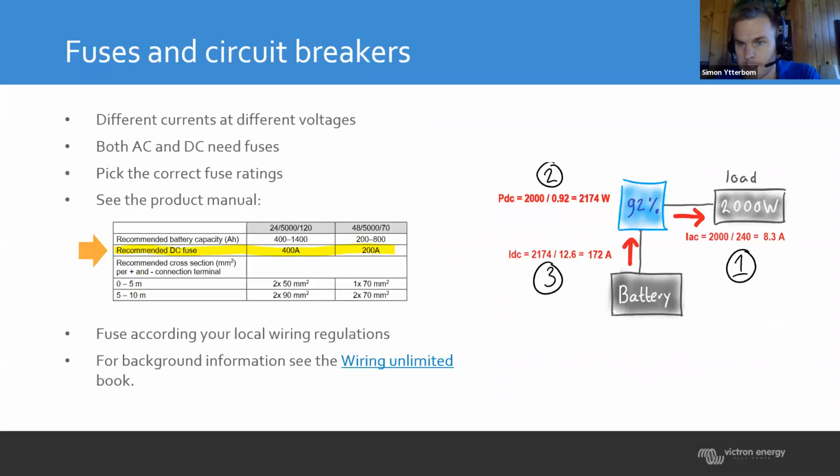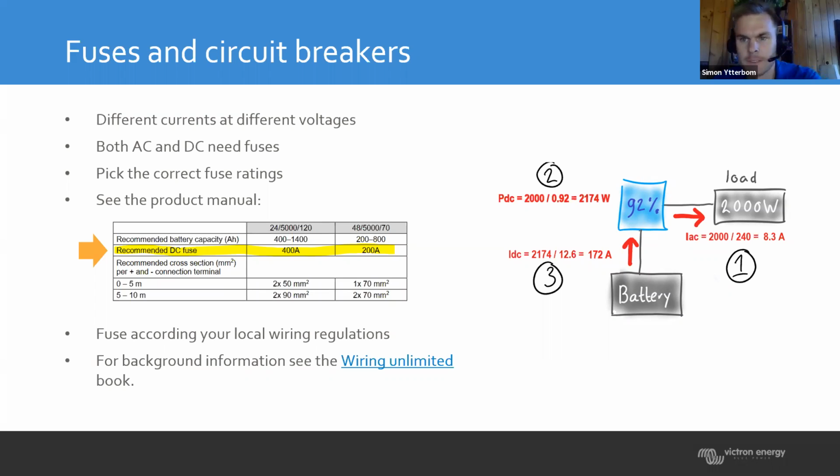Fuses and circuit breakers, and here's another thing that a local distributor can always help you with. A lot of manufacturers will have this sort of little template in the manual of the inverter and all the products that they're selling, where it recommends a DC fuse and the size of the cable. So if this is in place, just follow it and you should be in good shape here. And sometimes there are local codes, ABYC codes, those can be good to also take a look at.